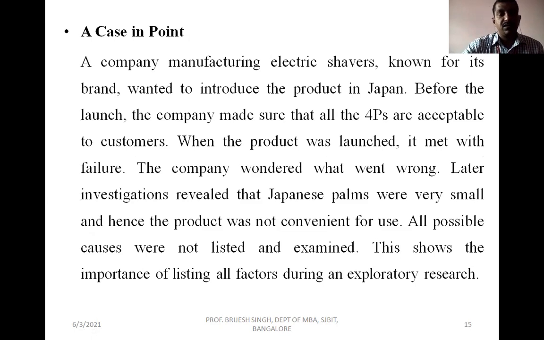So this is the case which we will be discussing during week 3 about the 4 P's. Suppose a new company wants to start operations in the Indian market, whereas the company belongs to Japan.